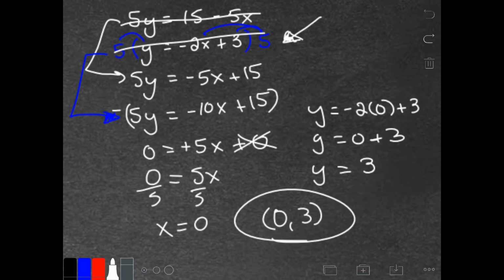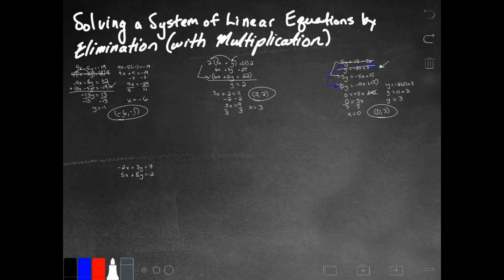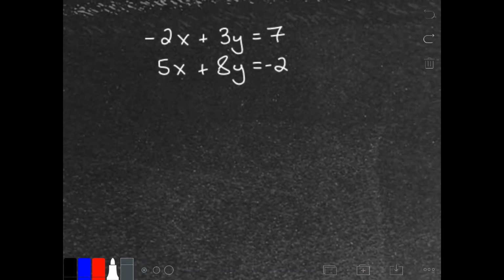Just remember, if we don't have the variables lined up, go ahead and rearrange the terms so that they are. Multiply if necessary, add or subtract depending on the signs of the coefficients. And lastly, we'll do one example that involves multiplying both equations.